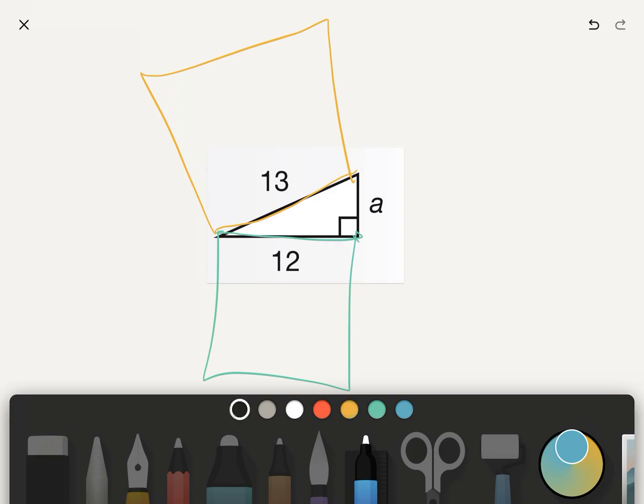Anyway, looking at these, we can say 12 times 12 is 144, and these are in inches squared. 13 times 13 is 169 inches squared. So we would just need to add these two up.